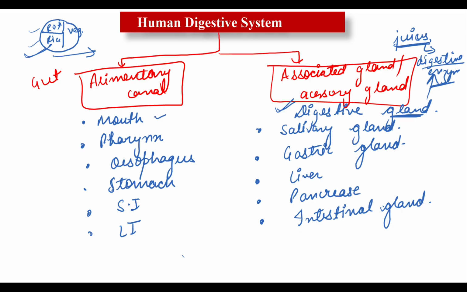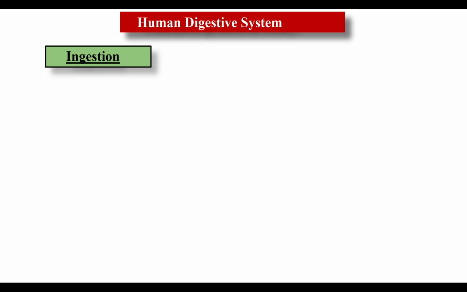First of all, we will discuss the mouth, pharynx, esophagus, stomach, small intestine, and large intestine. Then we will discuss the digestive glands. So let's start with the first part, that is the mouth. And before starting the mouth part, let me introduce you to the words ingestion and digestion.